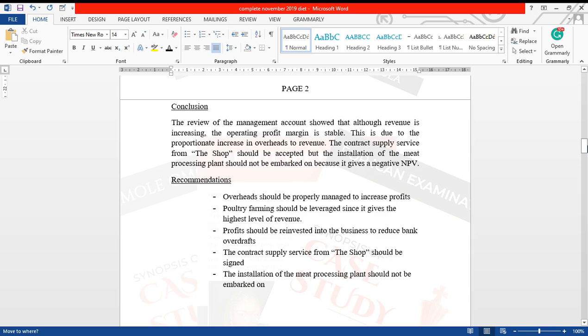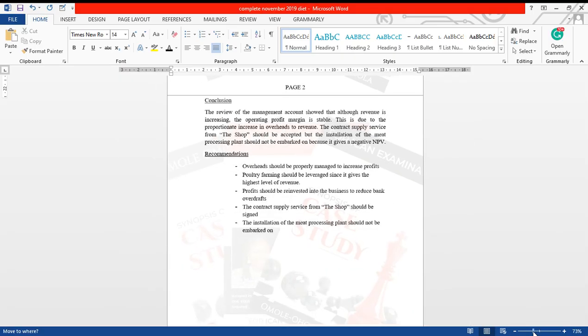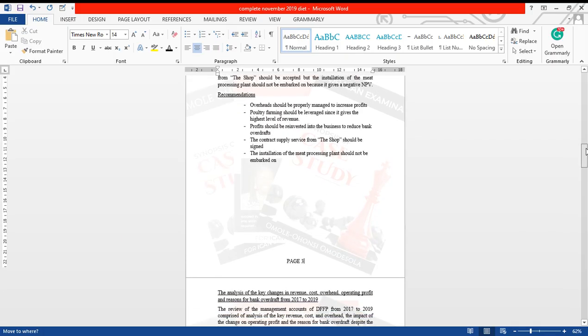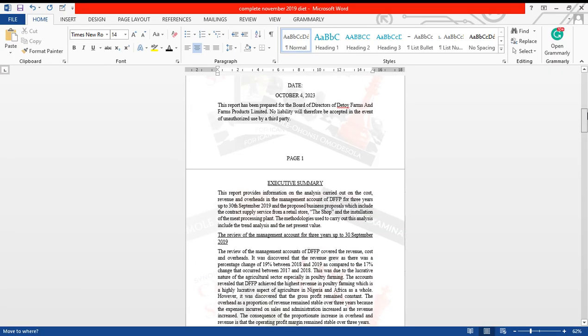And ensure that anything you are concluding here is based on what you have computed and what you have done in the body of your report. So that's how it is. Then let's zoom in again so that you can see. Then after that, you have your page 3. Like I said, please number your pages, even though it will have been pre-numbered. Please do that. Then the first thing, what do we have?